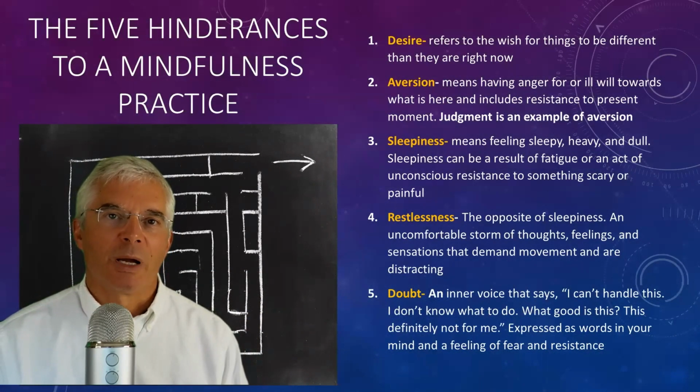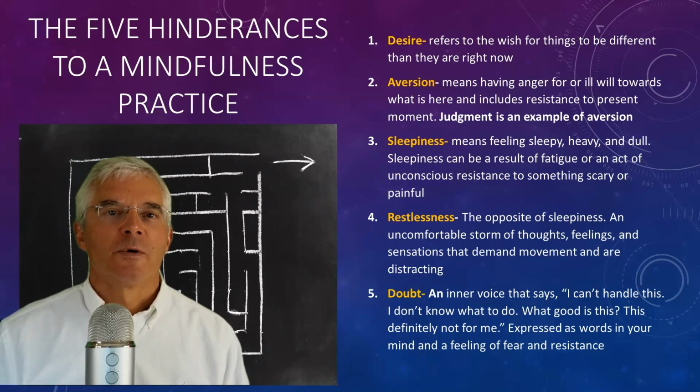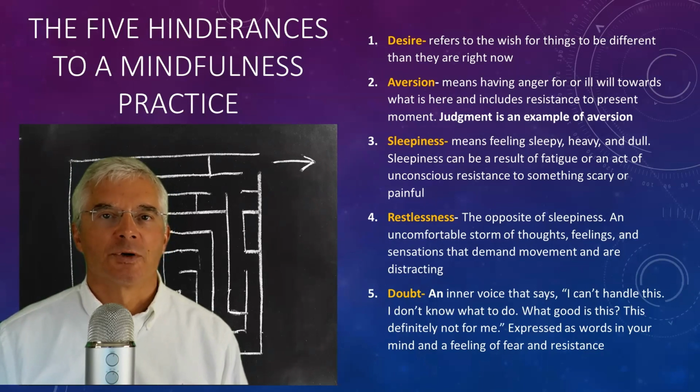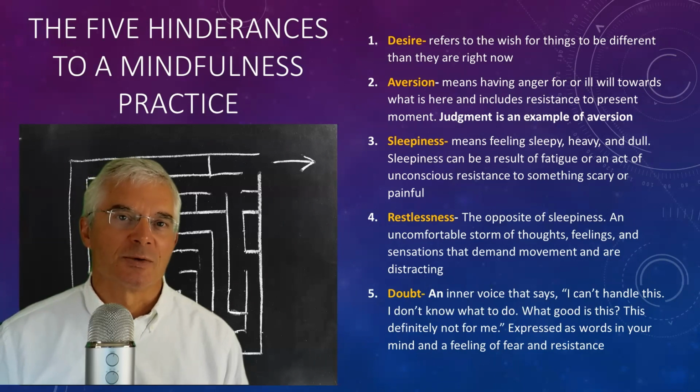5 hindrances to a mindfulness practice. 1. Desire. Refers to the wish for things to be different than they are right now. 2. Aversion. Means having anger for or ill will towards what is here and includes resistance to the present moment. Judgment is an example of aversion. 3. Sleepiness. Means feeling sleepy, heavy, and dull. Sleepiness can be a result of fatigue or an act of unconscious resistance to something scary or painful.